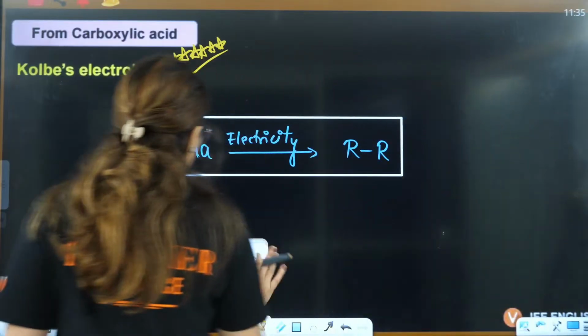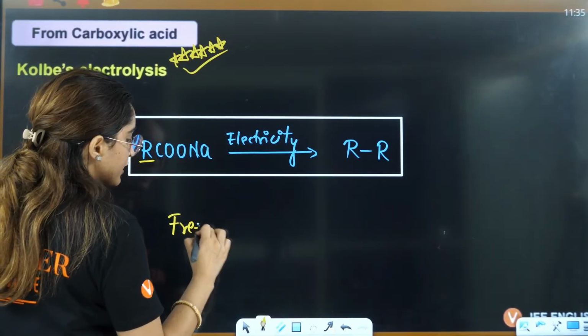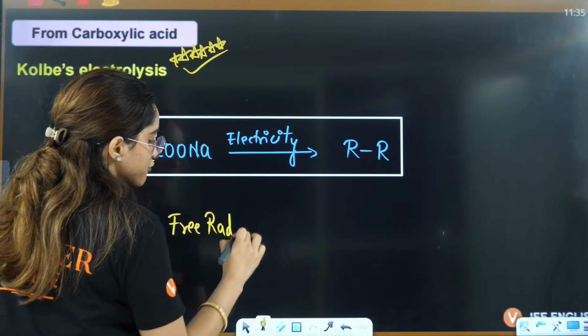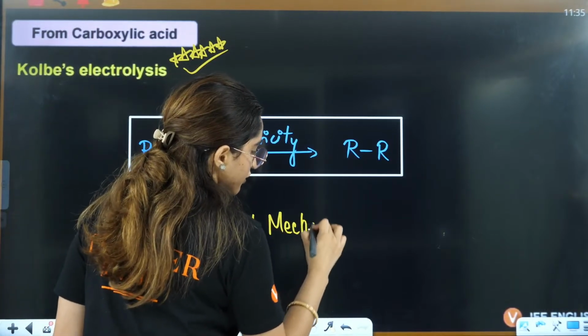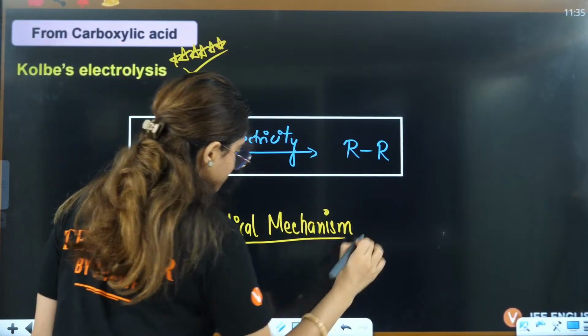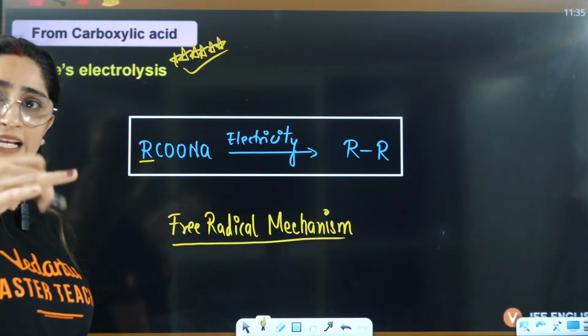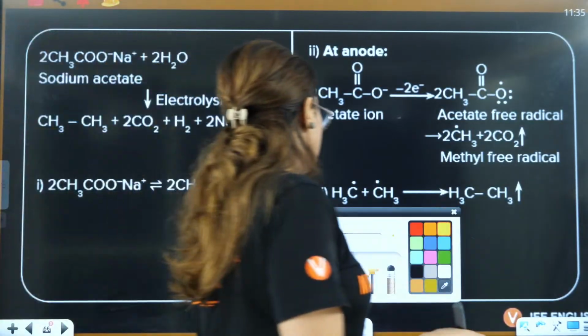Right? Now, how does this actually happen? This happens via free radical mechanism. Let's see how. Even if you remember that it is free radical, you have to remember what is formed at cathode and anode. For that, I will just show you the mechanism here.